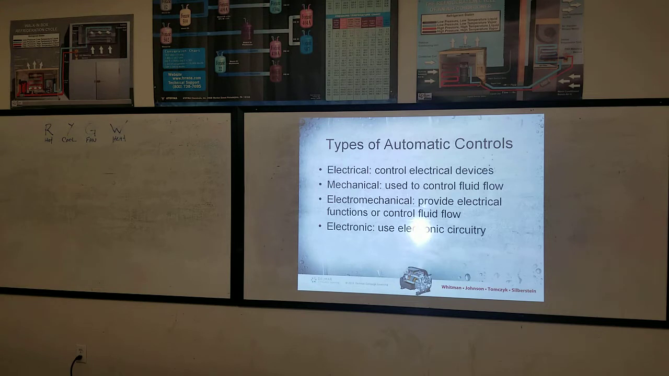Types of automatic controls. Electrical, controls electrical devices. Mechanical, used to control fluid flow. Electromechanical, provide electrical functions or control fluid flow. Electronic, use electronic circuitry.